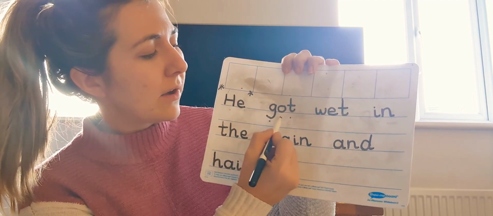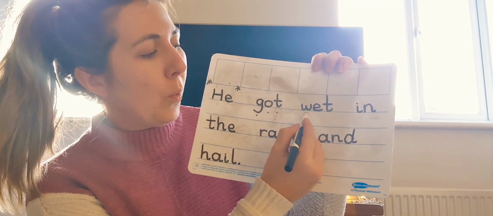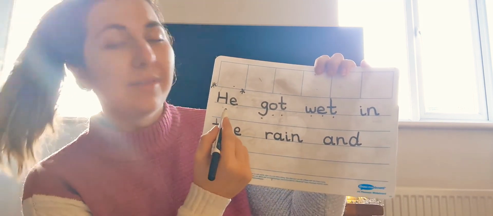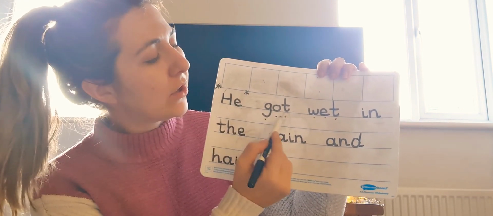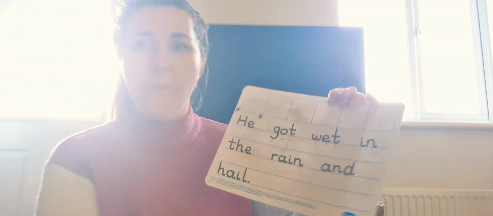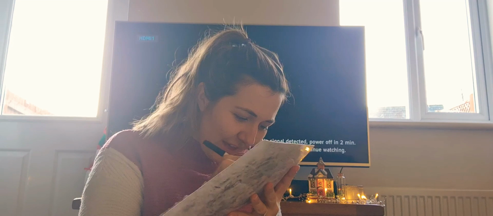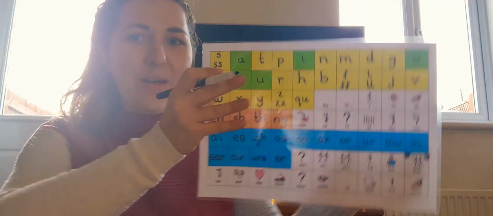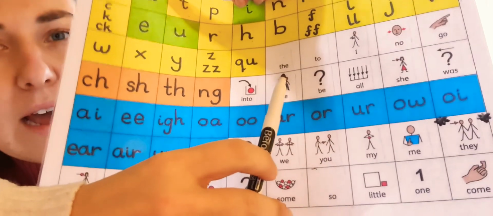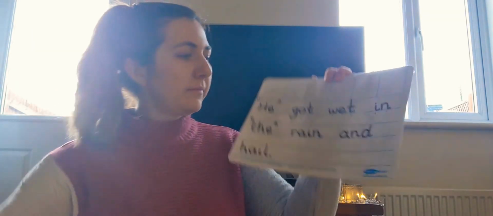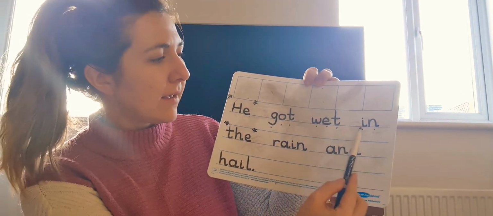Got. Wet. Let's read what we've written so far. He got wet in. Oh, do you know what I'm going to do? For this word, I'm going to put some more stars because it's another tricky word. And it was the very first tricky word that we learned together. Here it is on the sound mat. We do not have a picture for this tricky word. It's right here. The. Well done. He got wet in the.